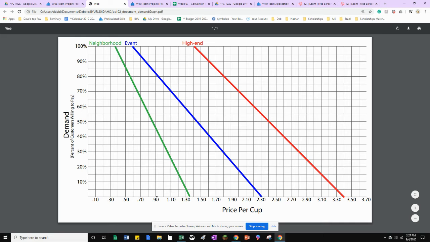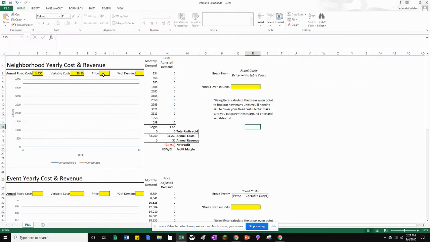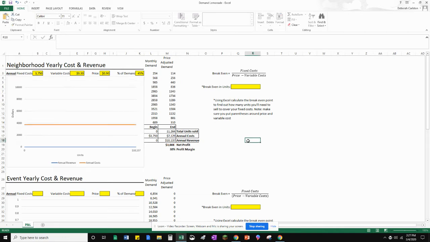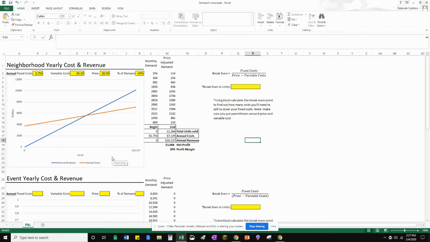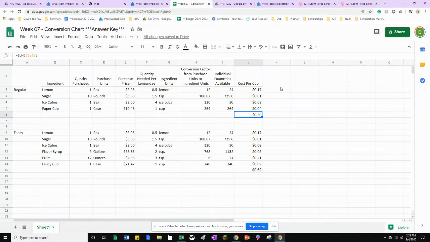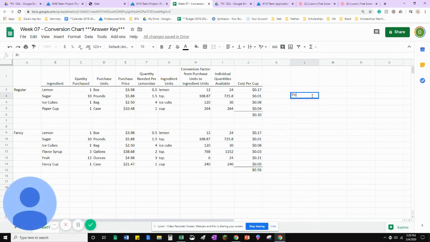So let's say in the neighborhood market, I decide to sell for 90 cents. Then that means that 45% of the people who would normally buy in that market would purchase it. So I go back here and I write 90 cents, and that's 45% of the demand. Now you'll notice that these numbers are automatically calculated for me and the graph is made for me. I find it useful to create my own little graph. This is informal and it's not something you have to do. I just think it's easier to help you figure out as a team which price is best.